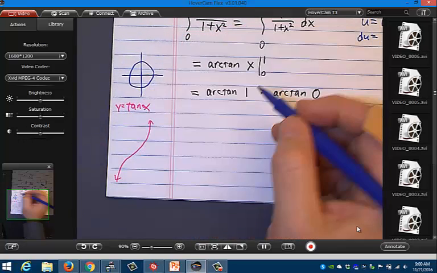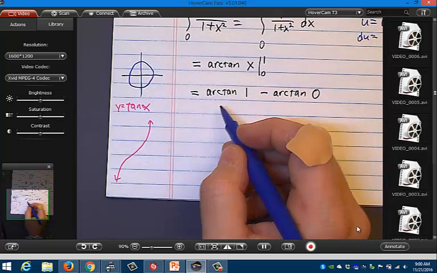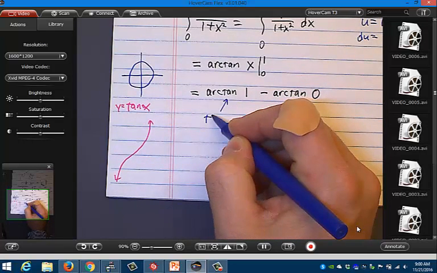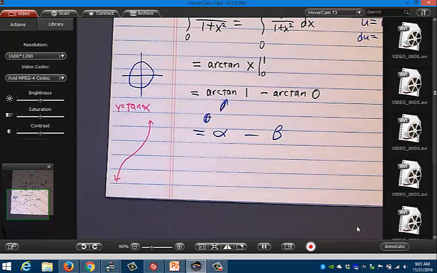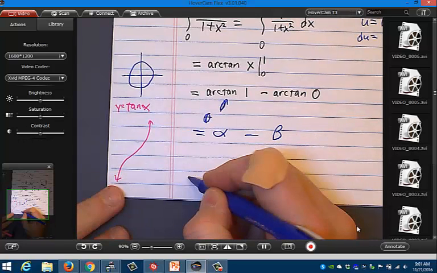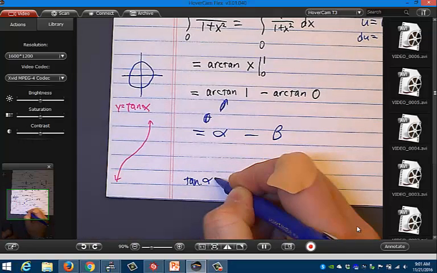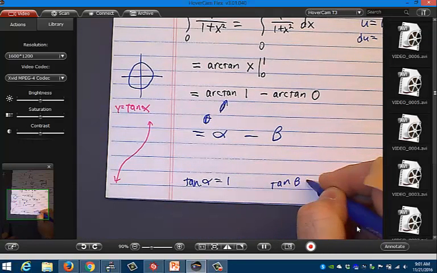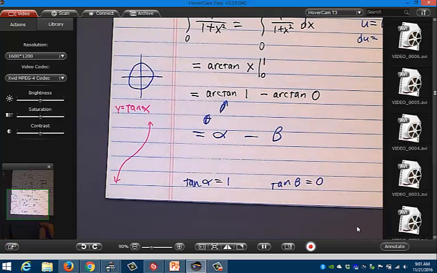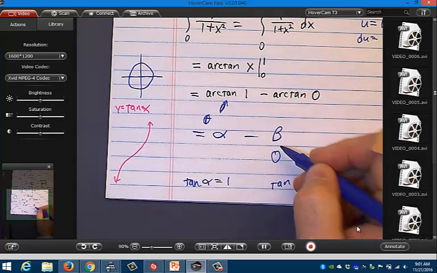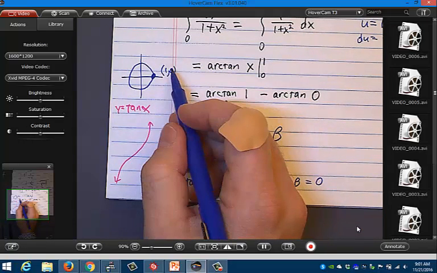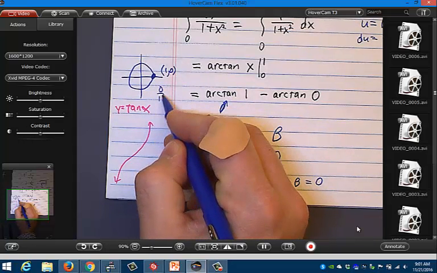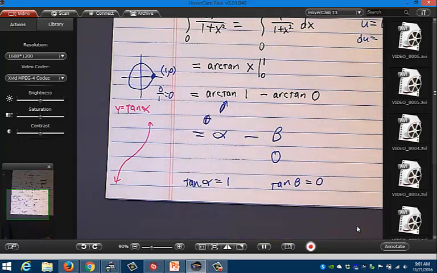Call this one alpha. Here, let's call this alpha minus beta. And so basically, I'm saying here, the tangent of alpha is equal to 1, and the tangent of beta is equal to 0. Well, what angle do I want to get 0? That's 0. Because if you look on the unit circle, there's my sine and cosine, and 0 over 1 is 0. So that's the tangent of beta equaling 0. This graph goes right through 0.